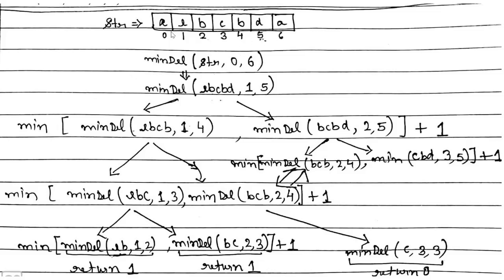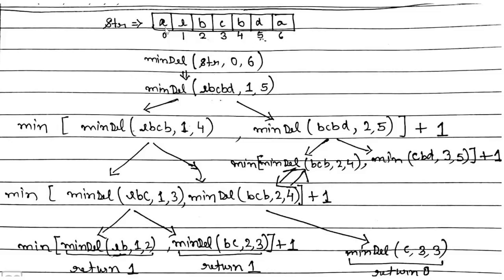Now what do we check? We check whether the last and the first characters are the same, or whether the characters present at these indices are the same or not. So in this case, are they the same? Yes, both the A's are the same. So what do we do now?